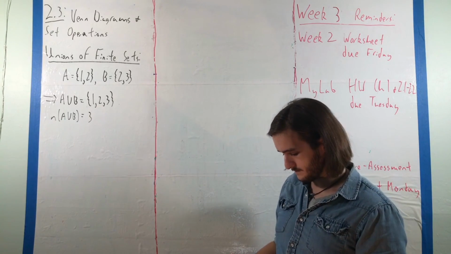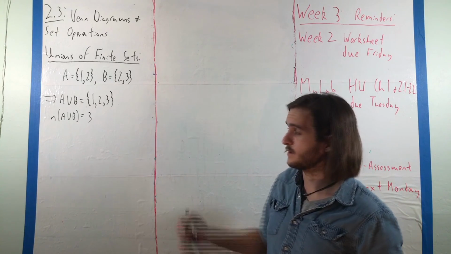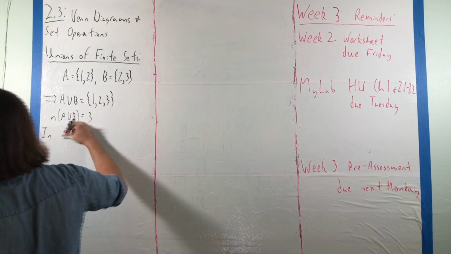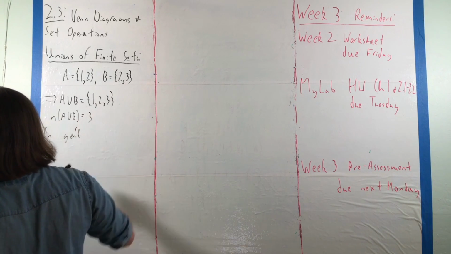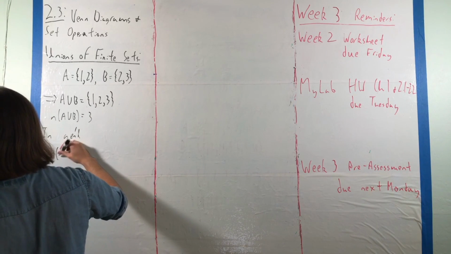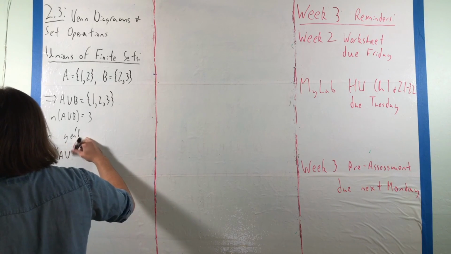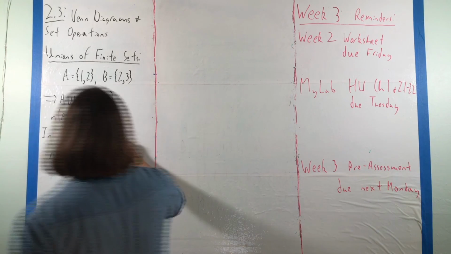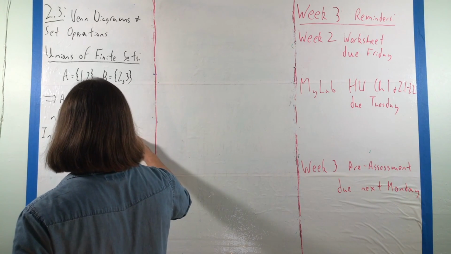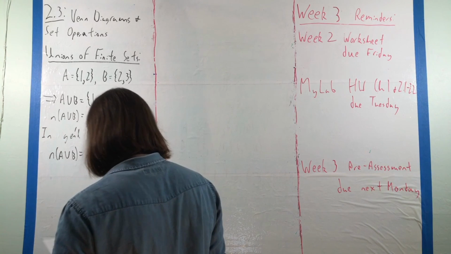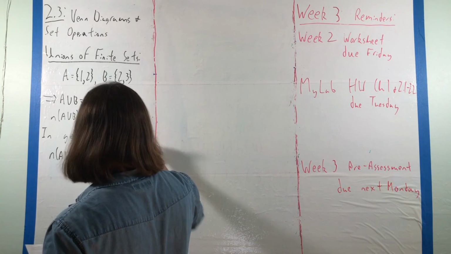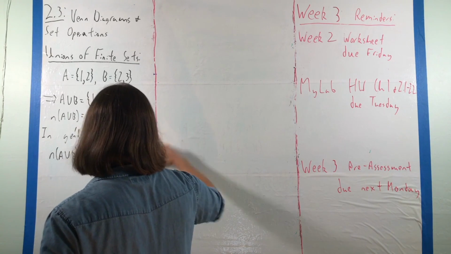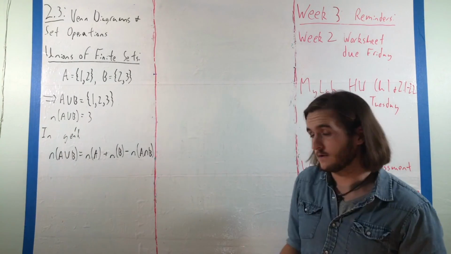The general rule for dealing with finite unions of sets is that if we take the cardinality of a union, the cardinality of A union B, we get the cardinality of A plus the cardinality of B minus the cardinality of what is in both, minus the cardinality of their intersection.